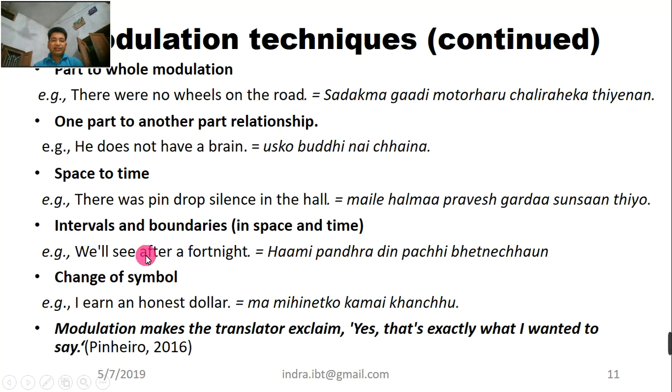Intervals and boundaries. For example, "we'll see after a fortnight" is translated as हामी 15 दिनपछि भेट्नेछौँ, maybe 14 दिनपछि भेट्नेछौँ. So here interval has been changed with the boundary. Change of symbol. "I earn an honest dollar" is translated as म मेहनतको कमाई खान्छु. Honest dollar is the symbol of मेहनतको कमाई. So these are the various techniques of modulation. Modulation makes the translator exclaim, yes, that's exactly what I wanted to say, according to Finero 2016.